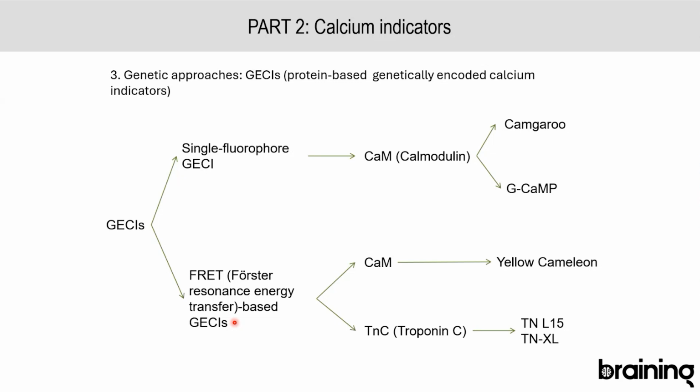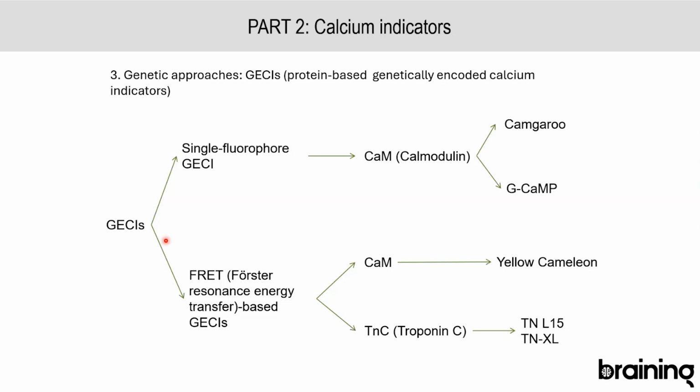And finally, we have these protein-based genetically encoded calcium indicators. So we have a genetic approach, and we have this type of proteins that are able to sense calcium, to be activated by a specific wavelength, and to emit a specific wavelength, so that we can quantify the quantity of calcium in the cells.